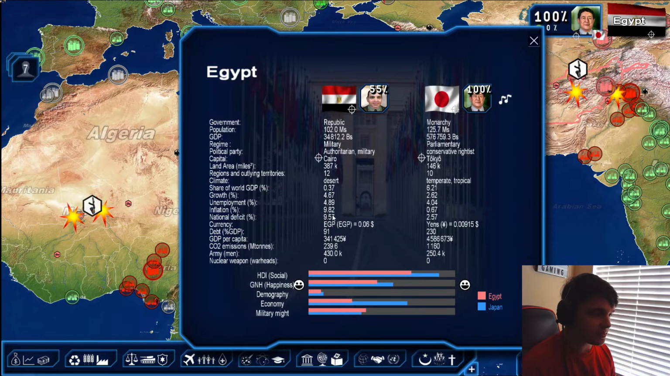Inflation, whatever. A national deficit is about 10%. Stronger currency than mine, about 6 cents to nearly a cent. Debt to GDP ratio is 91, and GDP per capita is about $3,000, it looks like. CO2 emissions is 239 tons of CO2, and the military is 430,000 men. Zero nuclear weapons.